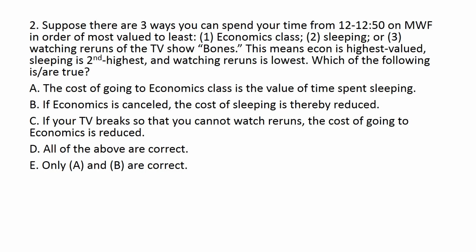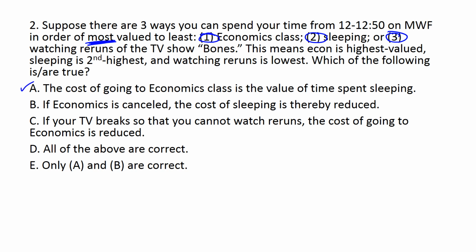Suppose there are three ways you can spend your time from 12 to 12:50, in order of most valued to least. First, class. Second, sleeping. And third, watching reruns. So this means econ is your highest valued, sleeping is the second, and watching reruns is the lowest. Which of the following are true? A says the cost of going to economics class is the value of the time that you spend sleeping. If you don't go to economics class, you do indeed sleep. So that must mean that your opportunity cost of class is sleep.